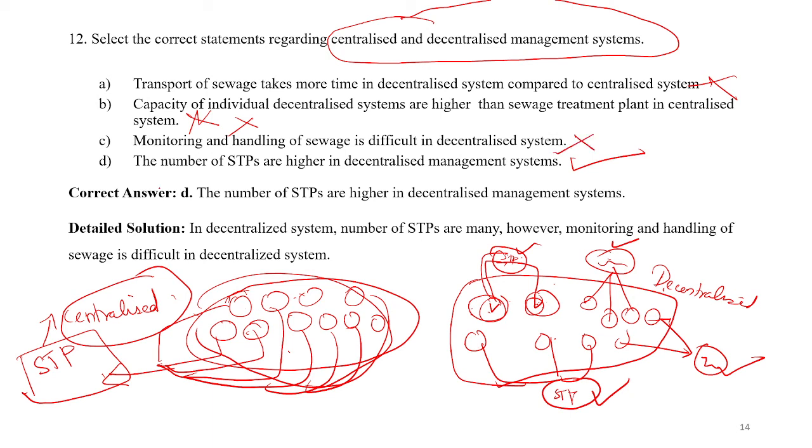The fourth statement is number of STPs are higher in decentralized management systems, which is a correct statement, because here instead of one big treatment plant in centralized system, here you have n number of treatment units in the decentralized system. So that way the option D is the correct answer. So I hope it is clear for you now. If there is any question, you are free to ask.